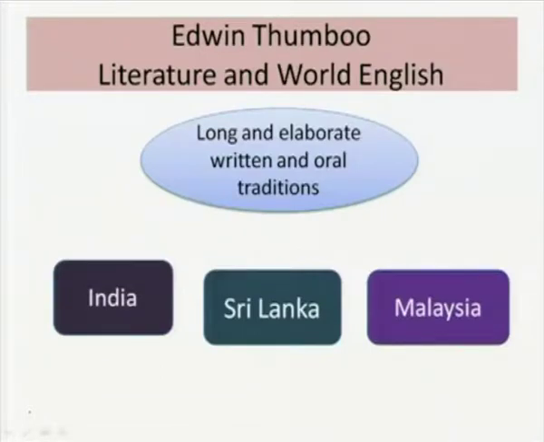We looked at Edwin Thumboo and his concept of the relationship between literature and world English, and this was an important point for us really. If you go back to the lecture, you find that there are countries like India, Sri Lanka and Malaysia with long traditions of both oral and written literature, and one aspect of study is how the coming in of English and its variant of world English in India has interacted with the long tradition of oral and written literature in India.